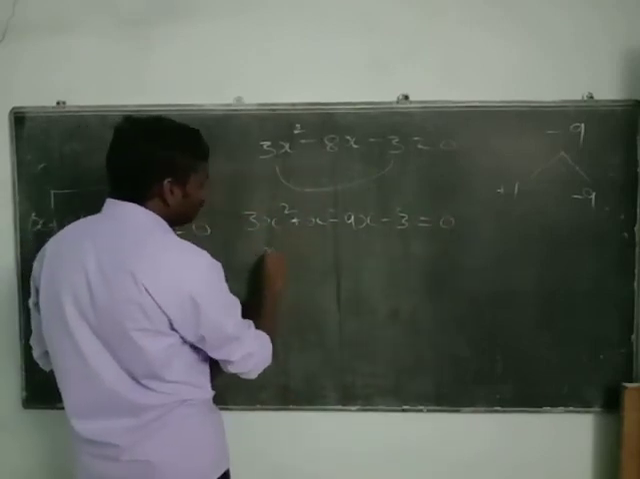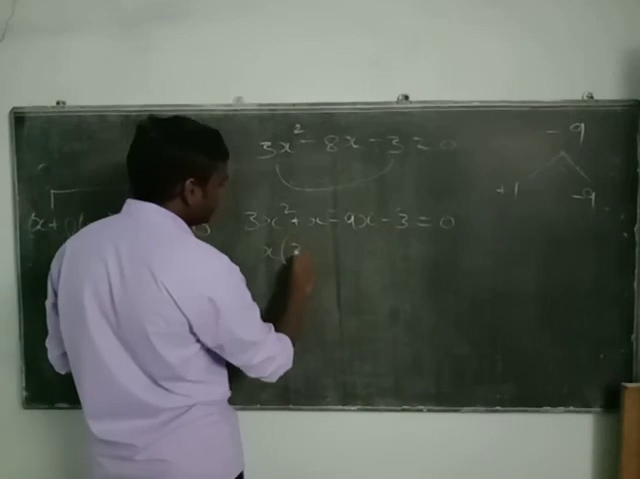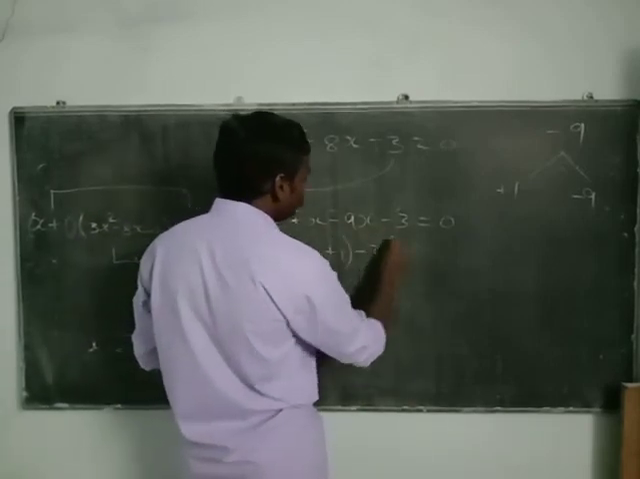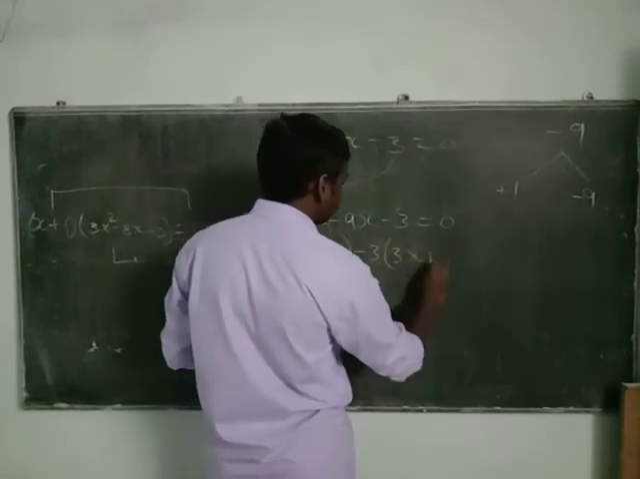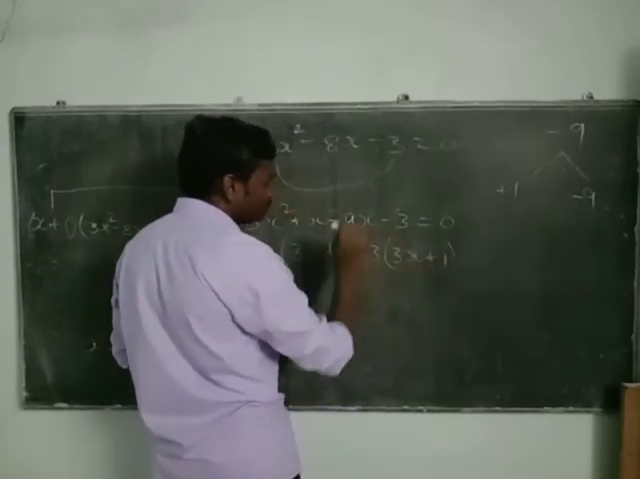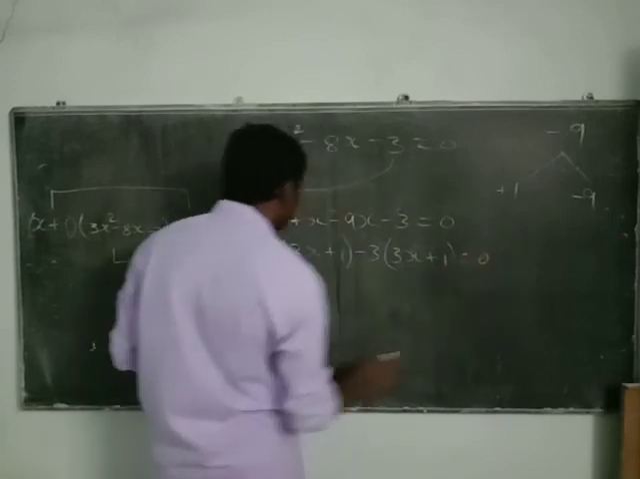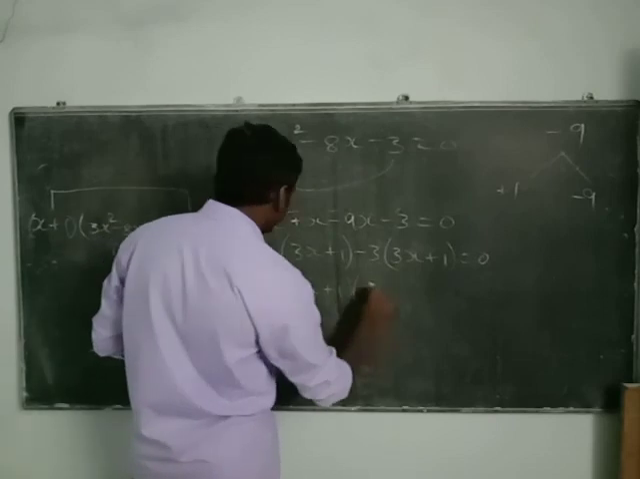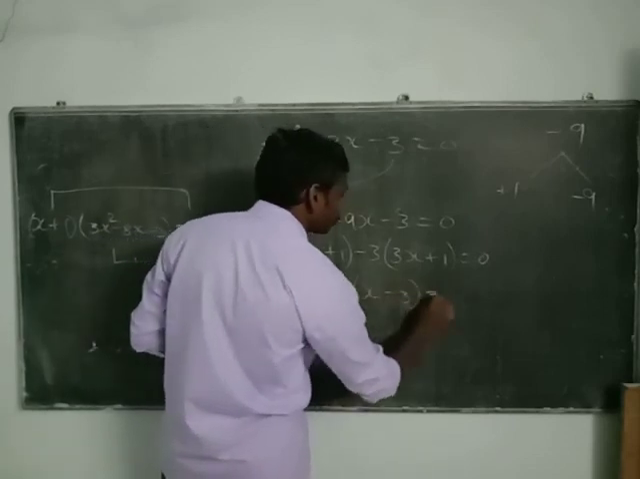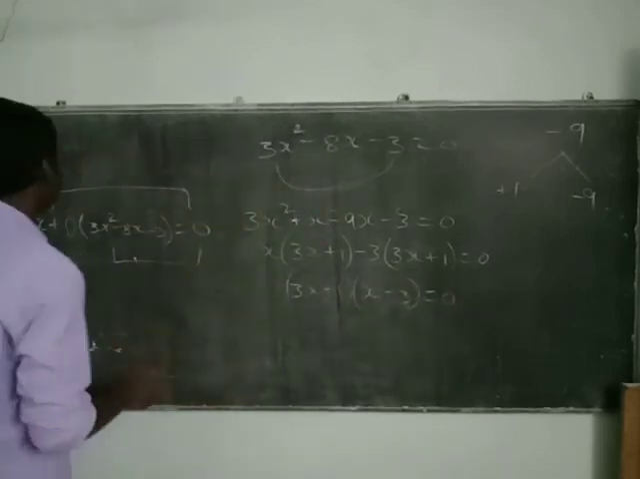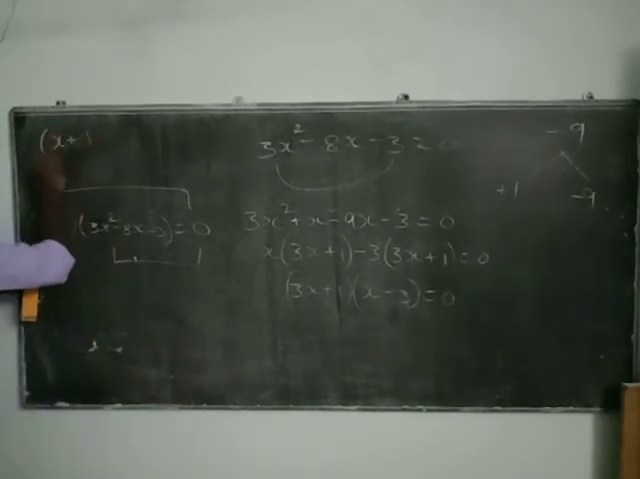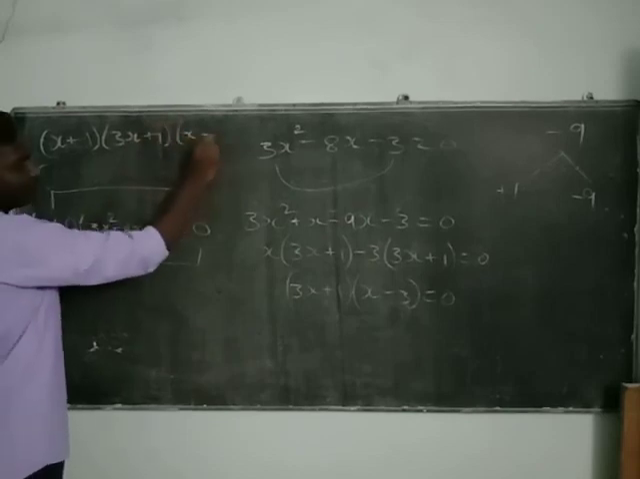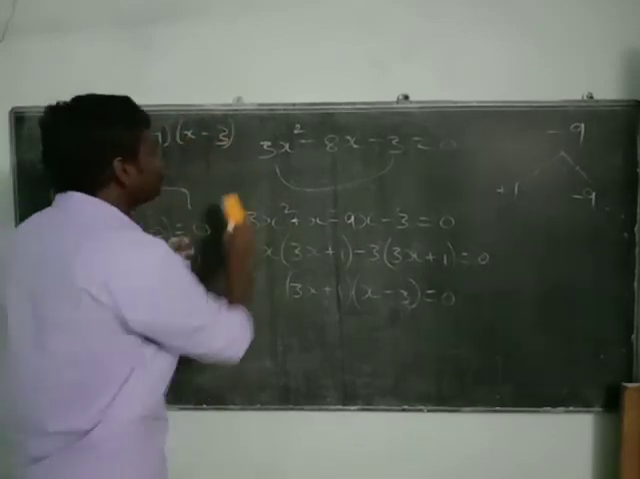Taking x common here, I will get 3x plus 1, and again taking minus 3 in common, I will get 3x plus 1, as minus into minus 1 is plus, is equal to 0. So taking 3x plus 1 common, 3x plus 1 multiplied by x minus 3 is equal to 0. So these are the three factors that I get: x plus 1, 3x plus 1 and x minus 3.